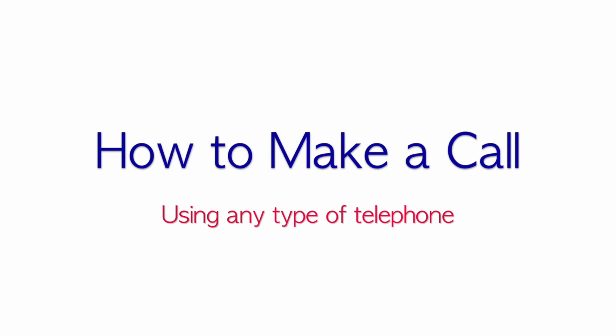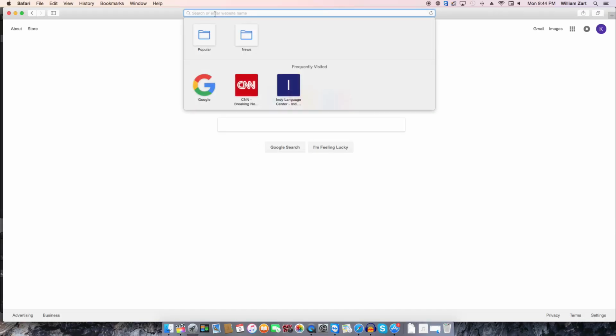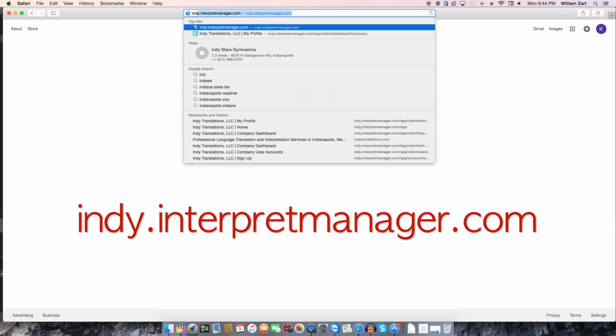In this video, we will show you how to make a phone call using any type of phone, whether a landline or a smartphone. You will need to know three things to get started: the telephone number, your PIN, and the language code. It's easy to get all of this information if you log into your account.